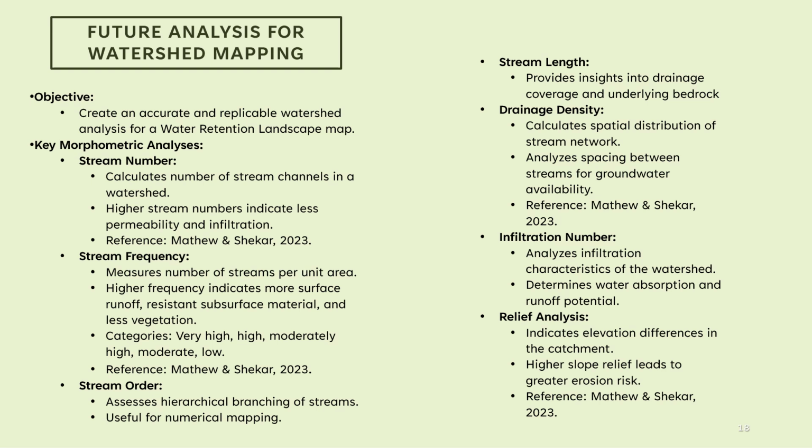Here are the next steps to improve these results for creating a usable map for creating a water retention landscape. After extensive research, I found that it would be beneficial to incorporate more morphometric analysis parameters for this watershed analysis. These include stream number, stream frequency, stream order, stream length, drainage density, infiltration number, and relief.